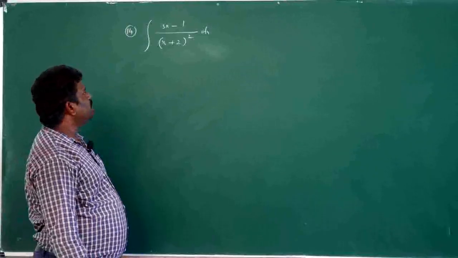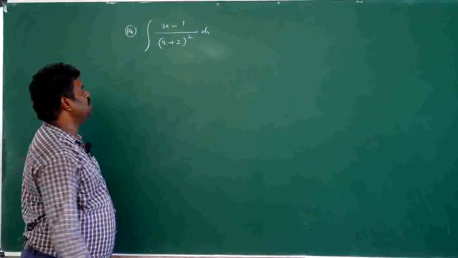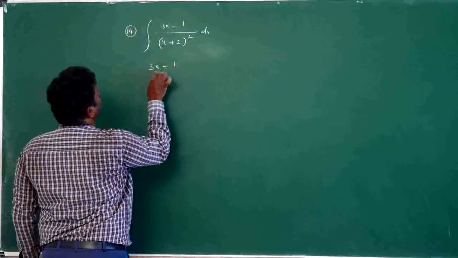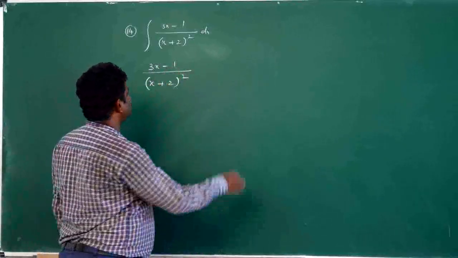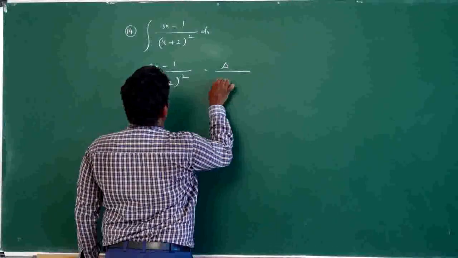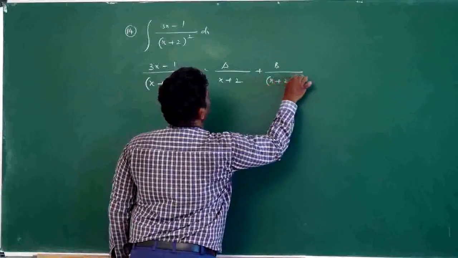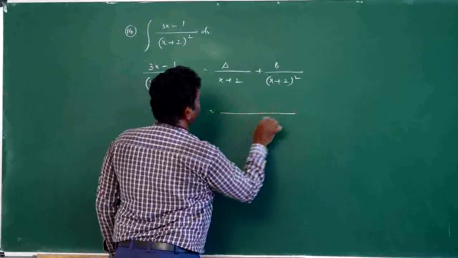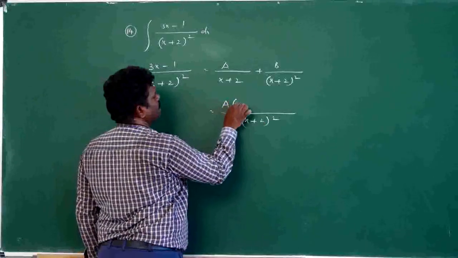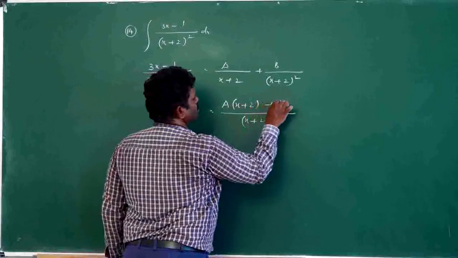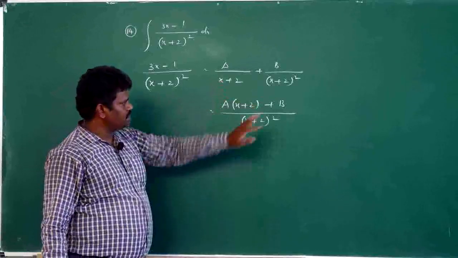Right, question 14: the integral of (3x − 1)/(x + 2)² dx. Here only a repeated factor is there in the denominator. So we write (3x − 1)/(x + 2)² as A/(x + 2) plus B/(x + 2)². That is equal to, taking the LCM (x + 2)², A(x + 2) plus B, over (x + 2)².